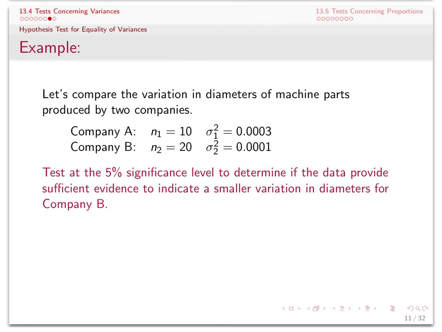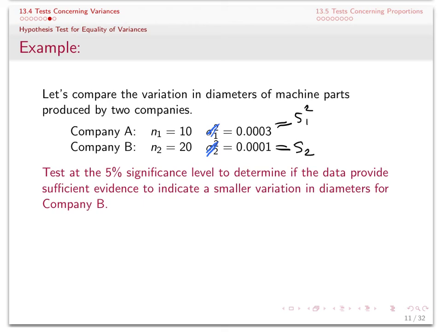We're going to compare the variation in diameters of machine parts produced by two companies. And before I get very far into this, I should make a comment that there is a typo on this slide. So this first value, 0.0003, should be our S1 squared, and the second value, 0.0001, should be our S2 squared.